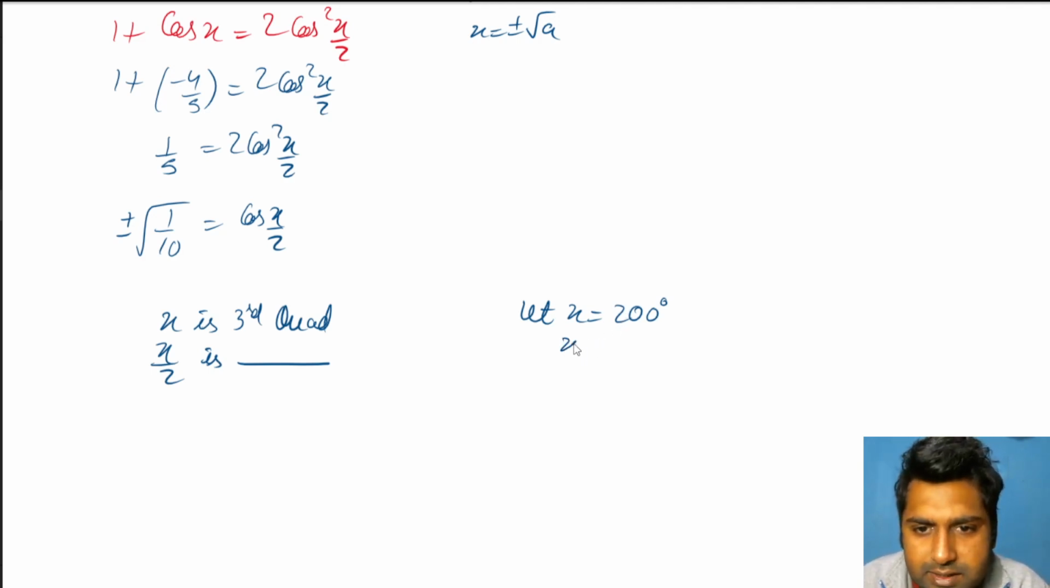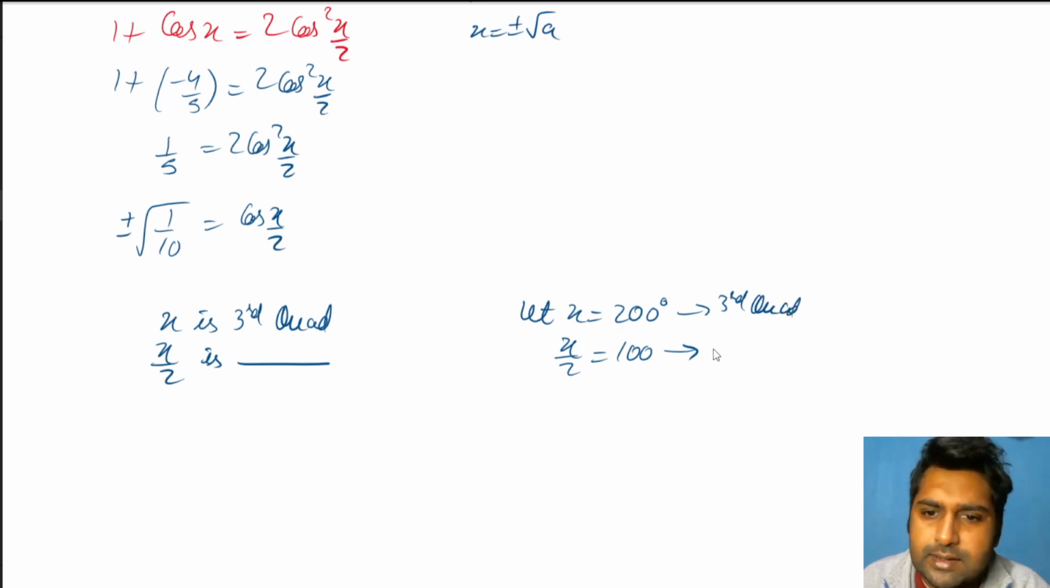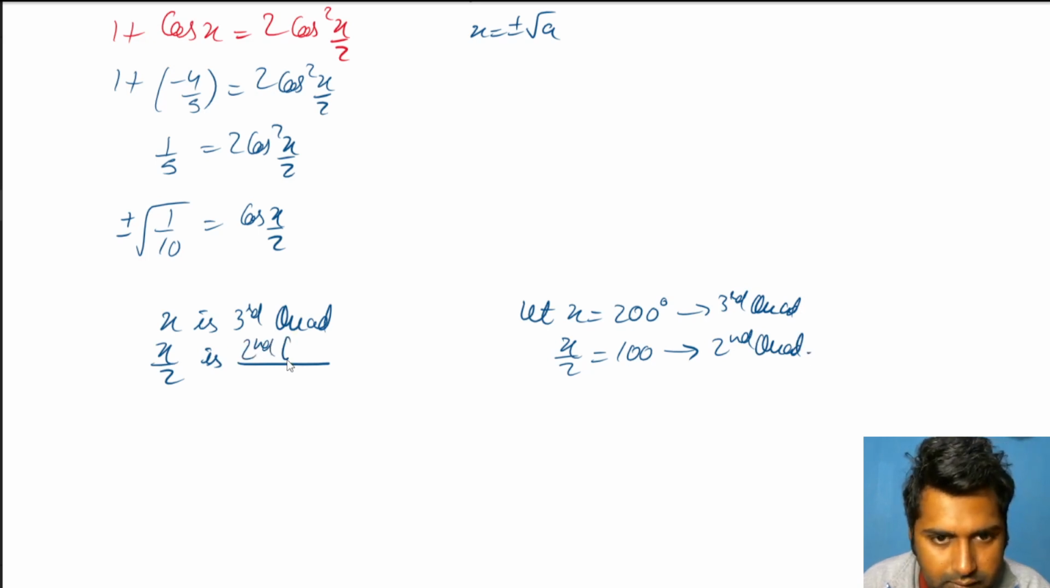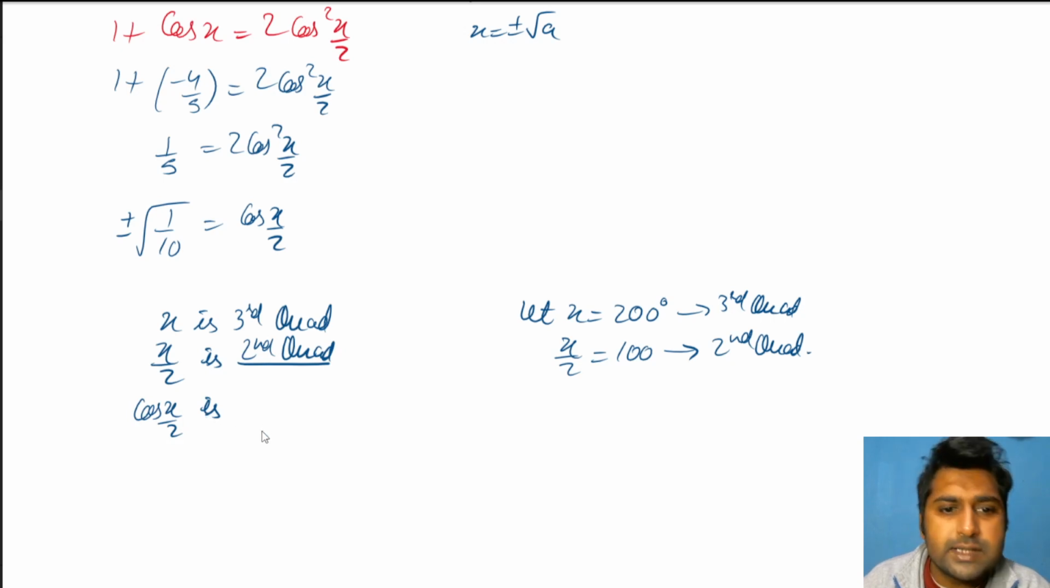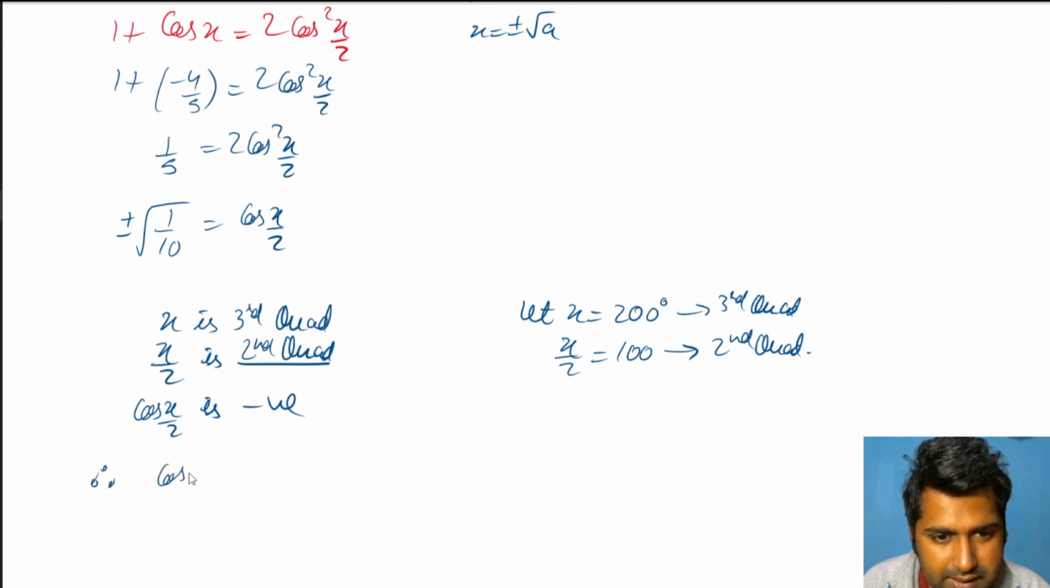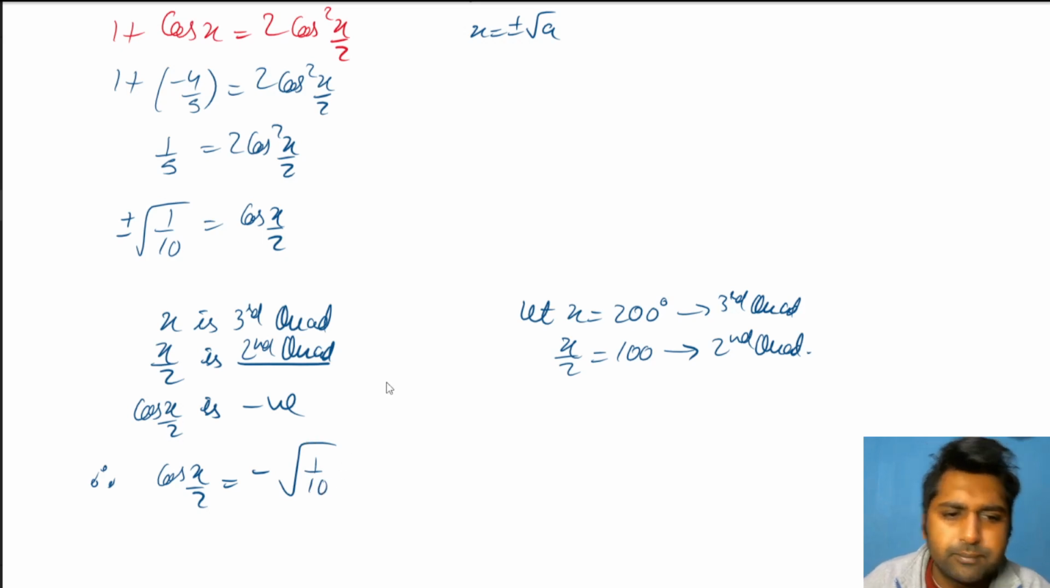So let's say 200. So x by 2 will be 100. 100 is in which quadrant? 100 is in second quadrant. So I can say x by 2 will be in the second quadrant. Now given that x by 2 is in second quadrant, cos is negative. After school, sine is positive. In second quadrant, cos is negative. So cos is negative, therefore I can say that cos x by 2 is minus square root of 1 by 10, or minus 1 by root 10 basically.